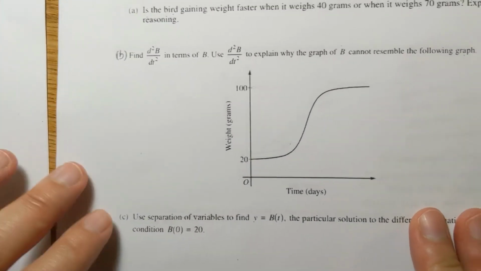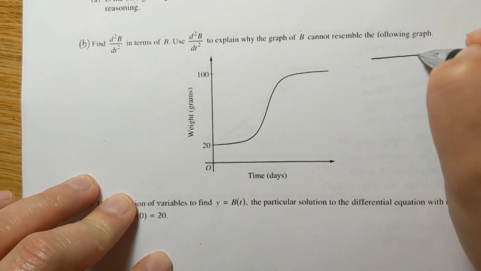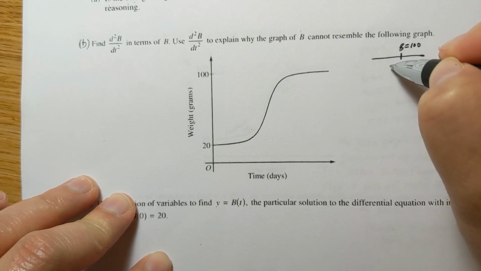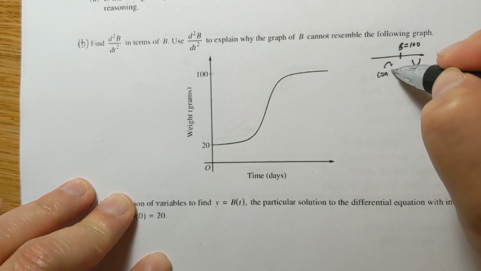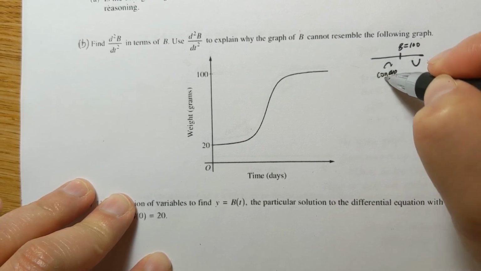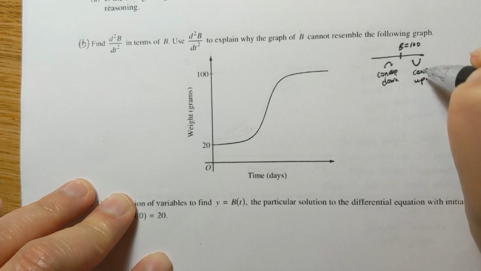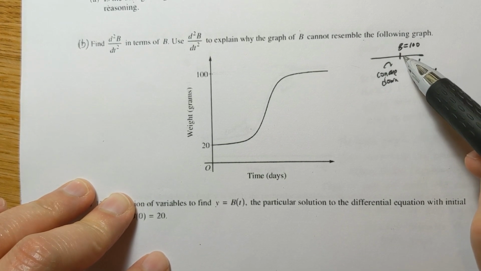So let's take a look at this graph over here. Okay, so one more time. When you have b equal to 100, we get concave down and then concave up. All right, so now the point of inflection should be at b equal to 100.